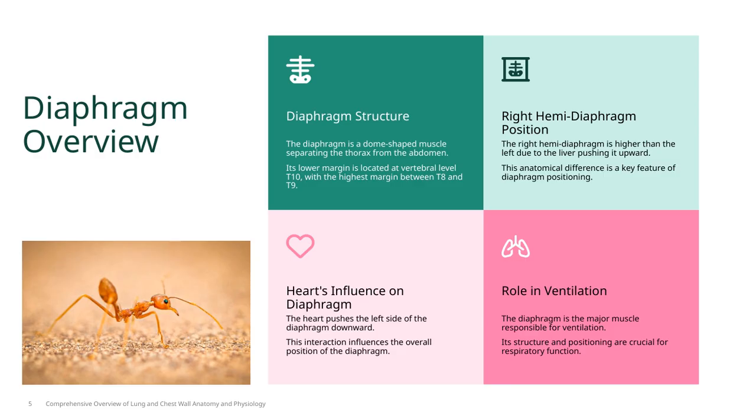Finally, let's touch on the difference in position between the right and left sides of the diaphragm. The right hemidiaphragm is positioned higher than the left, mainly because the liver pushes it upward. Recognizing this anatomical difference is key when understanding how the diaphragm functions within the chest wall. All these points underscore the importance of diaphragm anatomy and physiology in respiratory health and function.